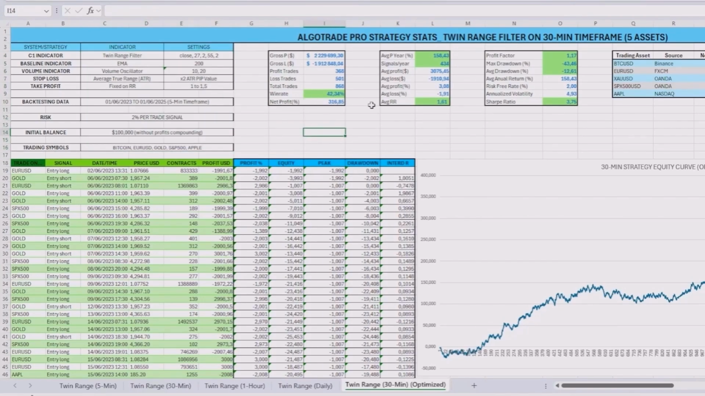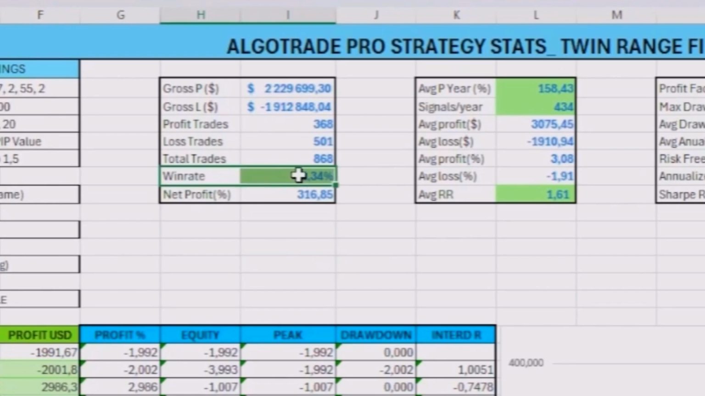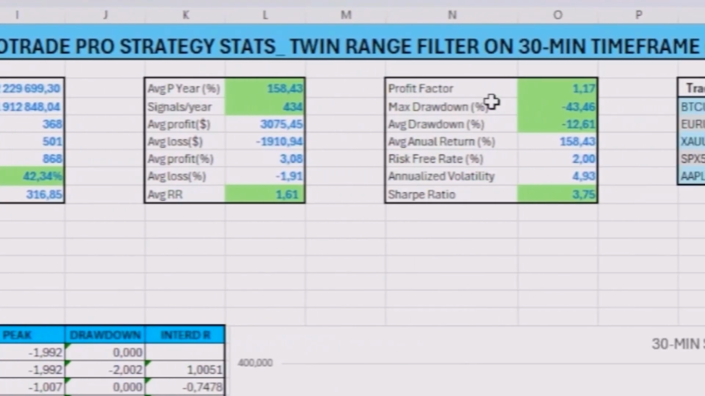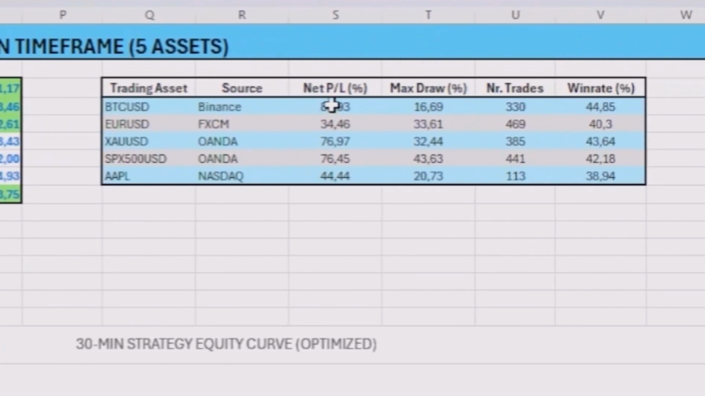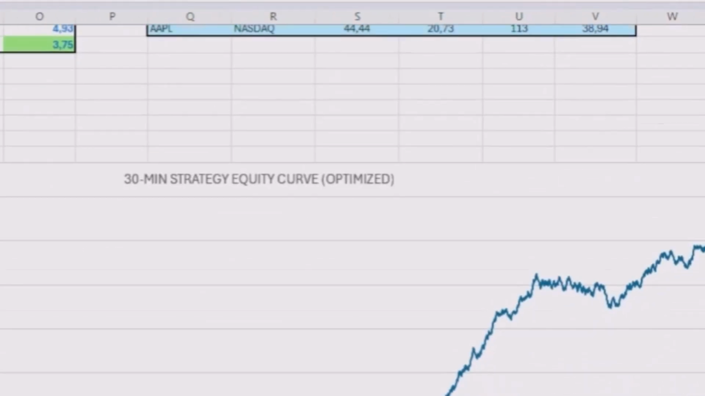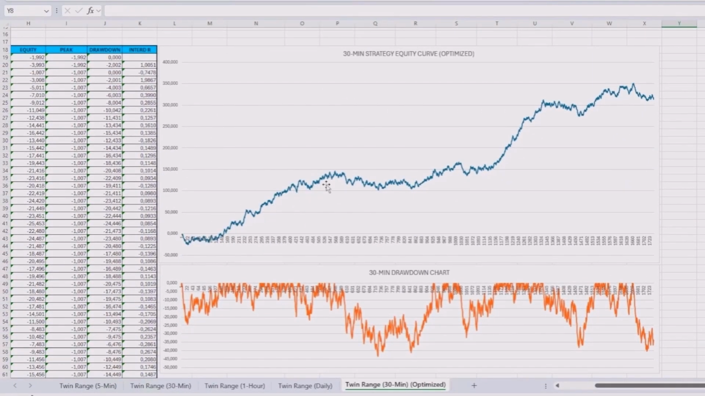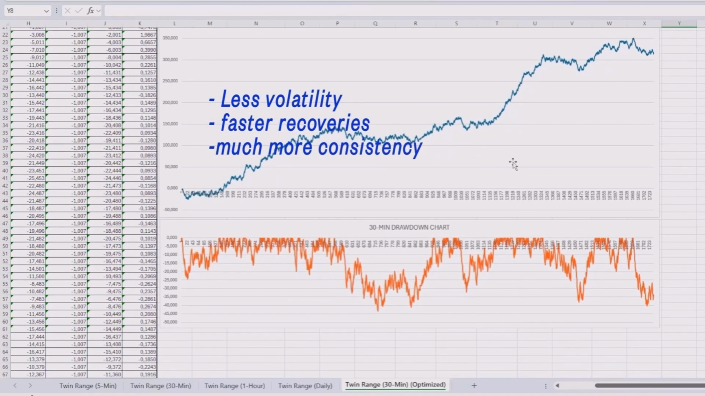an outstanding improvement. The win rate jumped to 42.34%, the net profit climbed to 316%, the profit factor rose to 1.17, the max drawdown dropped from 79 to 43%, and the Sharpe ratio reached an impressive 3.75 value. Every single asset performed well, with Bitcoin once again leading the pack, and the new equity curve is one of the smoothest we have seen so far. Less volatility, faster recoveries, and overall much more consistency.